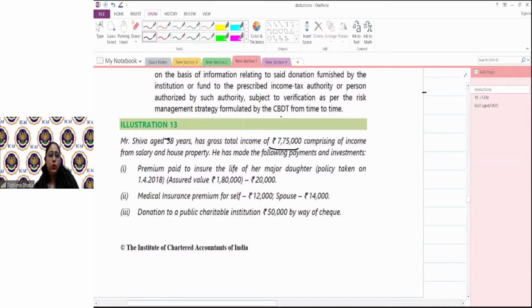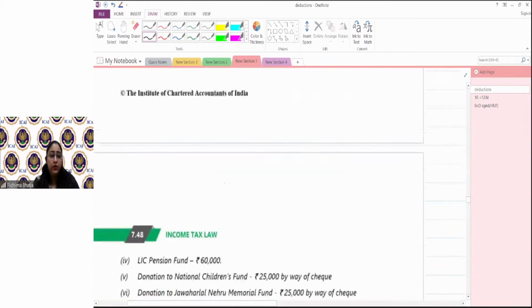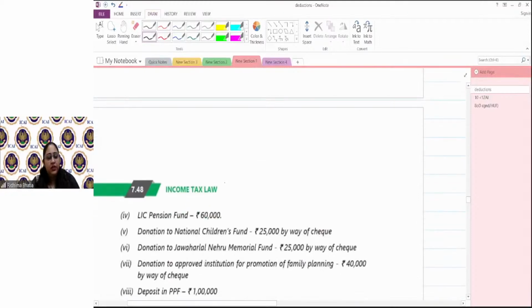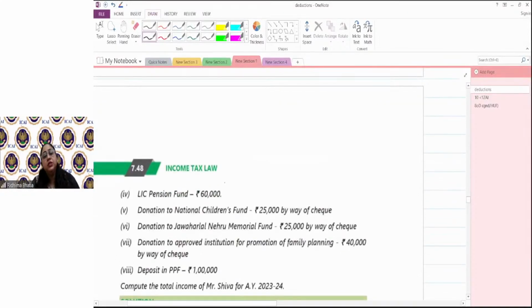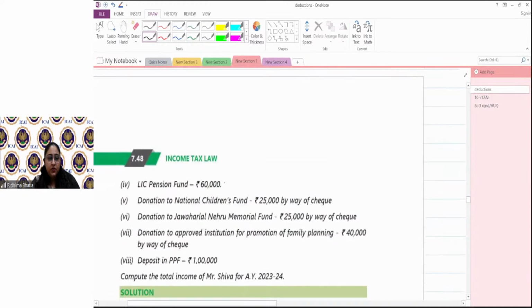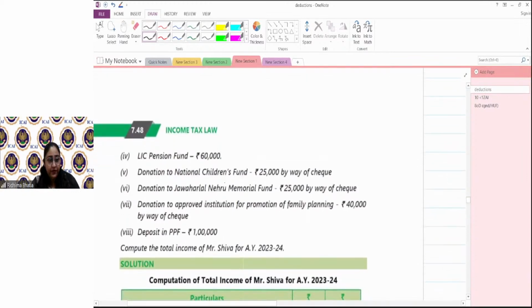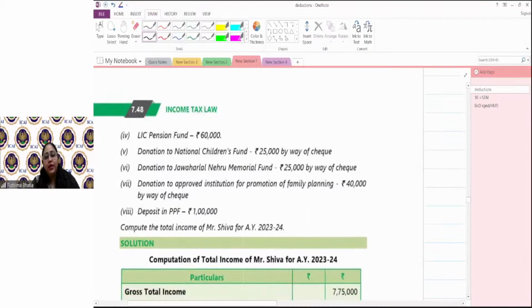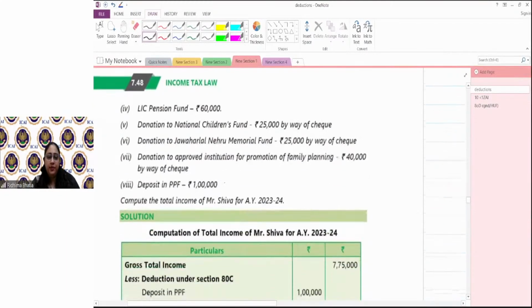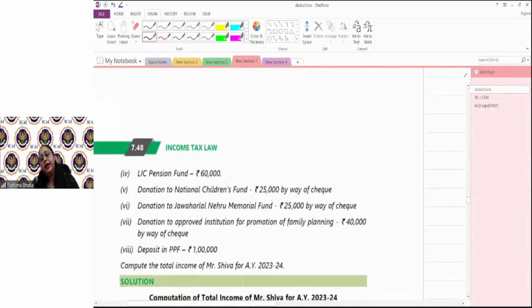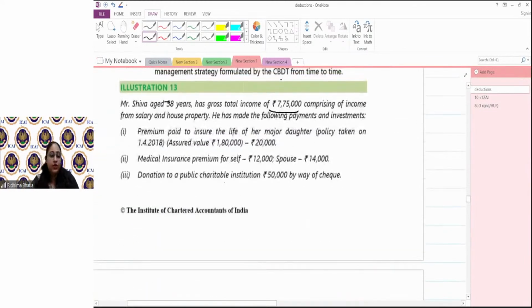Donation to public charitable institution 50,000 by way of check. Very important. LIC pension fund 60,000. Donation to National Children's Fund 25,000 by way of check. Donation to Jawaharlal Nehru Memorial Fund 25,000. Donation for family planning 40,000 and deposit in PPF. Very good, 1 lakh. Very good, Shiva. So let's do the question.